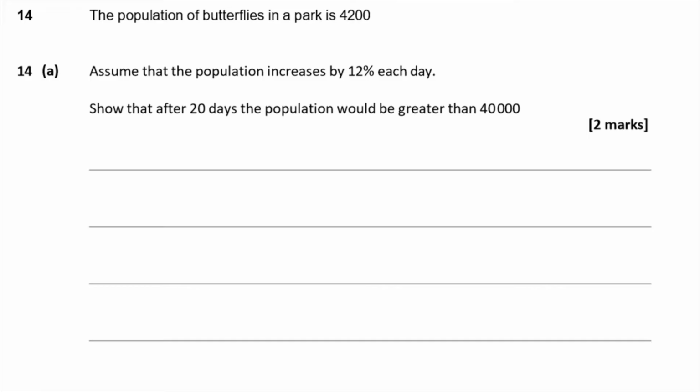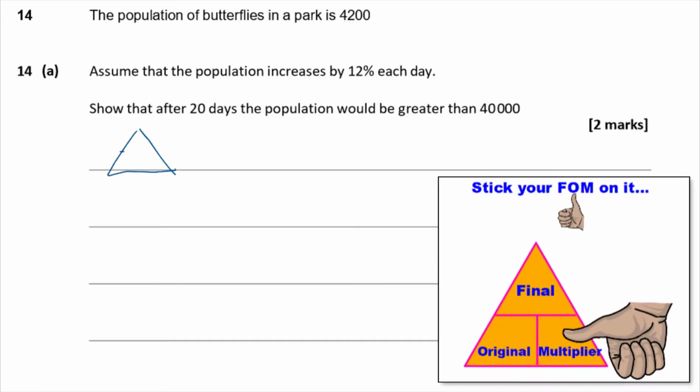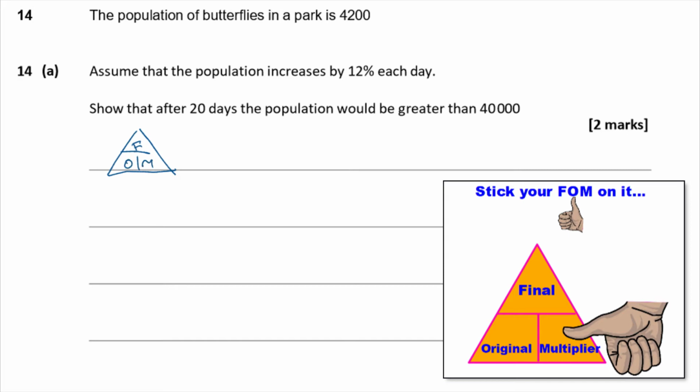Okay, so we're going to be doing it using our little triangle, FOM, which I use for all percentage questions. And then we just need to work out what F, O, and M is here. Right, the final is the final population of the butterflies. So that is what we're going to be finding. The original is the starting population of the butterflies, which is up here, look. So O is going to be 4,200.